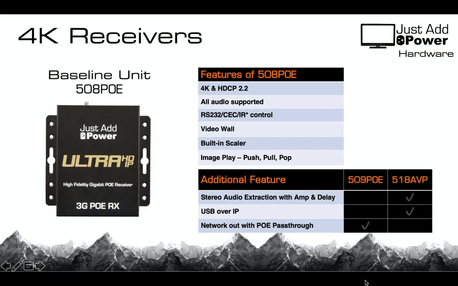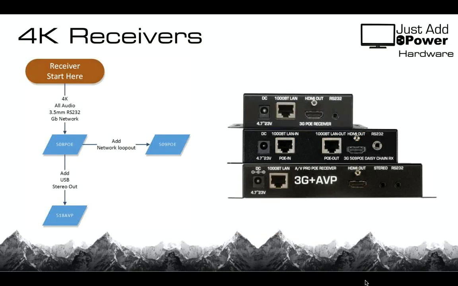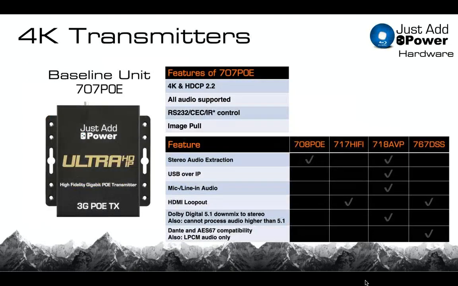We have 2 actual parallel product lines. We have a 1080p product line and a 4K line. I'm only covering the 4K, but there are parallel products in the 1080p line, and you can mix and match them if you need to, just to save a little bit of cost. Anyway, 4K receivers here: start with the base unit, and then depending on what kind of form factor and or what kind of connectivity, that's where you move from the 508 to the 509 to the 518, and go from there.